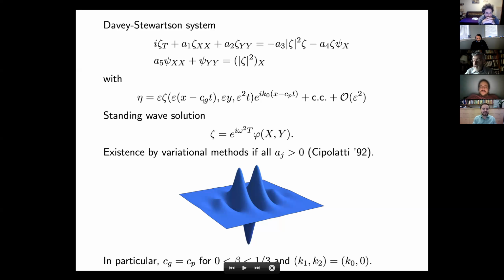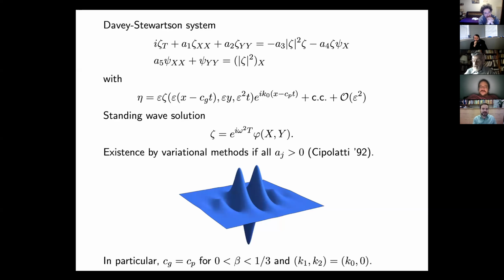So this is if, okay, I didn't explain what these are. This is the phase velocity or phase speed, and this is the group speed. In general, the speed of the envelope doesn't have to be the same as the speed of the carrier wave. But if the bond number is between 0 and 1/3, and you choose a particular wave vector, then you can get these two to be equal, and then you get the traveling wave solution.